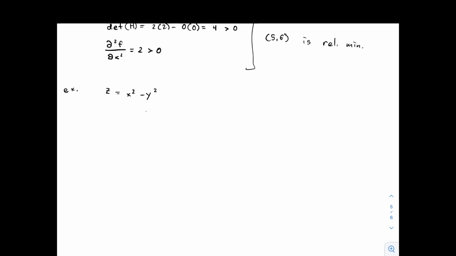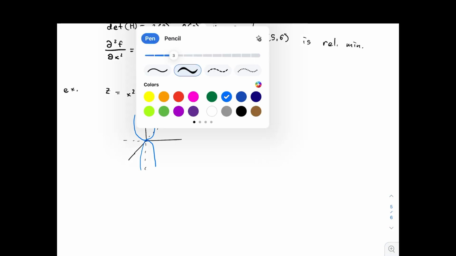So let's try and sketch that out here. Okay, so we start off with y being 0, so we end up with something like this, right? In the xz plane. And if x is equal to 0 and we're in the yz plane, then we have a parabola that opens downwards because we have z equals negative y squared. And we can see that at the origin, at 0, 0, 0, if we are in the xz plane, it looks like a relative minimum. If we're in the yz plane, we're looking at a relative maximum. And that's an example of a saddle point.